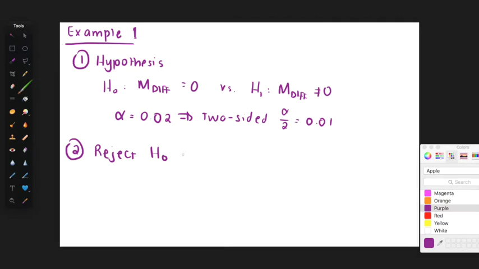H naught if the absolute value, because it's a two-sided test, is greater than Z alpha over 2. And if you go look at a 1% significance level, you'll get this value of 2.326 in your tables.